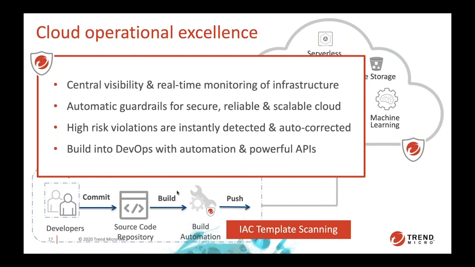You need to automate these guardrails. It needs to be reliable and scalable. Doing a monthly spot check or a monthly audit or a weekly audit even is no longer applicable in this day and age. And high risk violations need to be instantly detected and auto-corrected. Ideally, you want to catch them in the infrastructure as code or in the CI/CD pipeline. But if it's happening in the live environment, they need to be self-healed or auto-corrected.